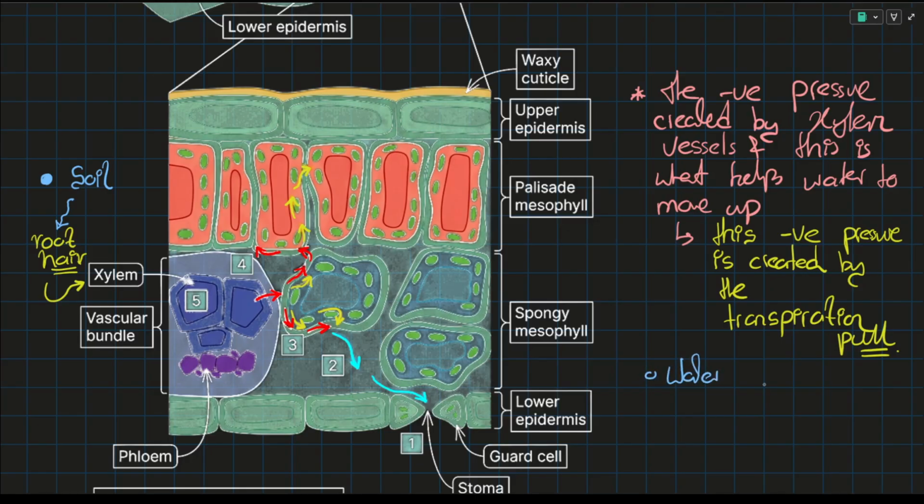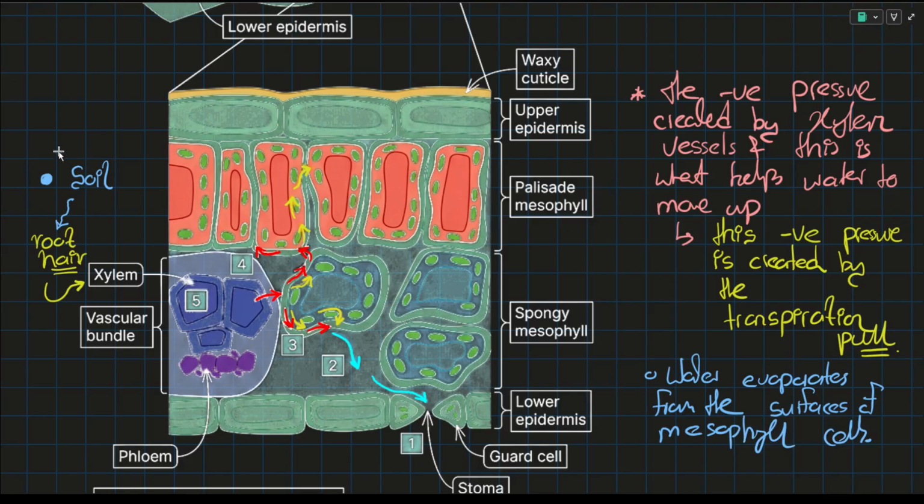Water evaporates from the surfaces of mesophyll cells. Okay, hold on. What is that? Now, if I consider this water molecule, where's that water molecule? Okay, let's just make another one. There you go.